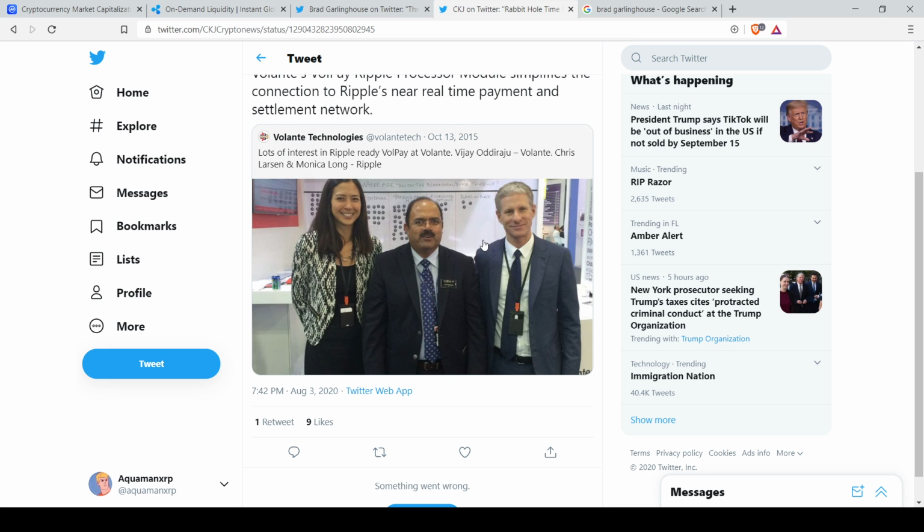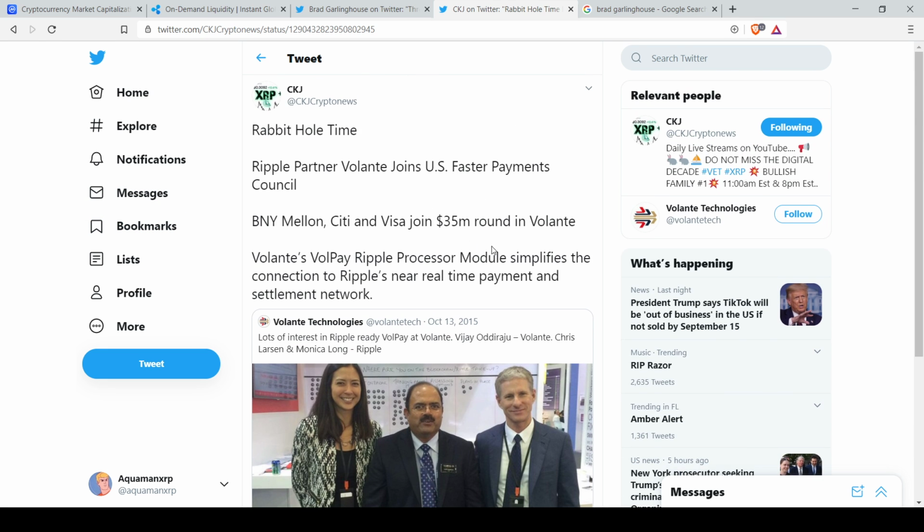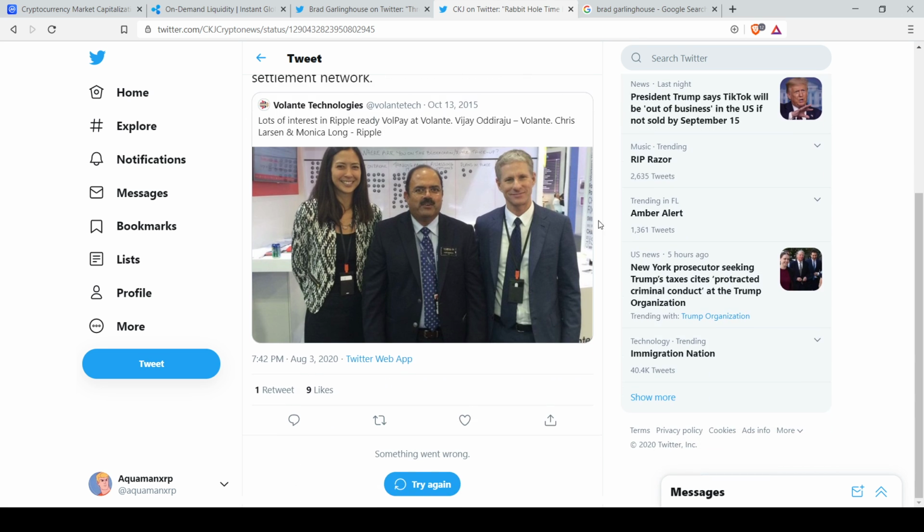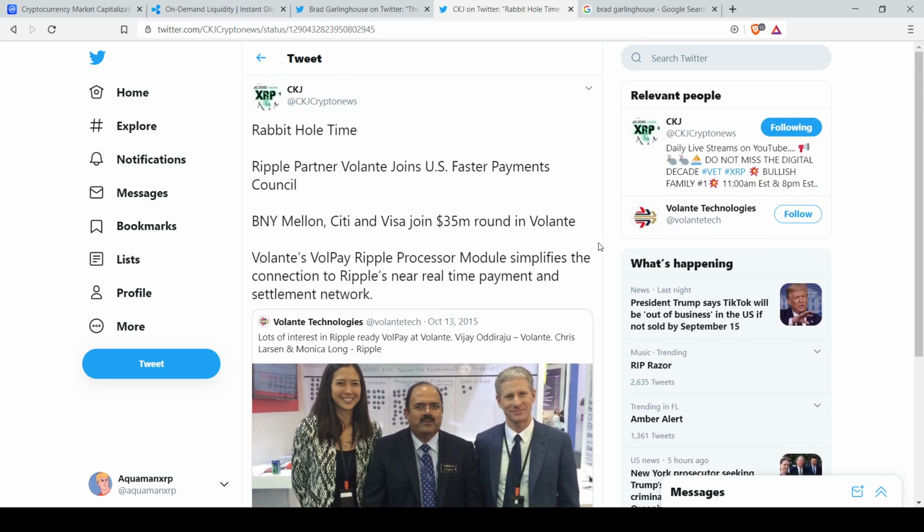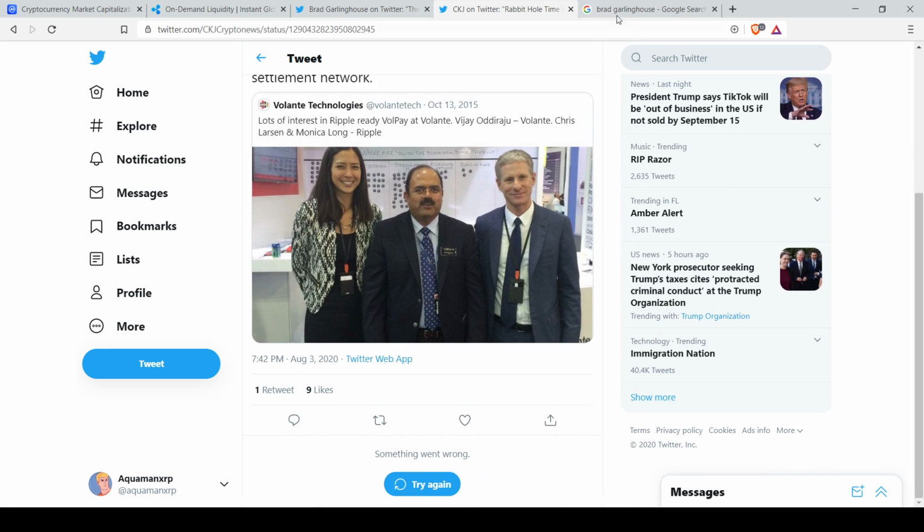So this is pretty interesting, guys. So we have a Ripple partner that joins the U.S. Faster Payments Council. The Faster Payments Council, guys, is basically just an organization that's working to increase the speed at which payments are settled. And if there's anyone who knows how to do that, it's definitely Ripple with on-demand liquidity.